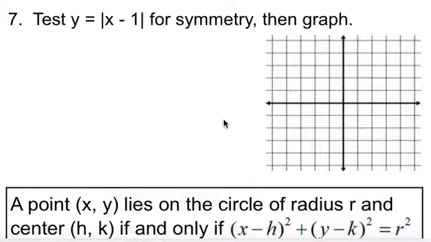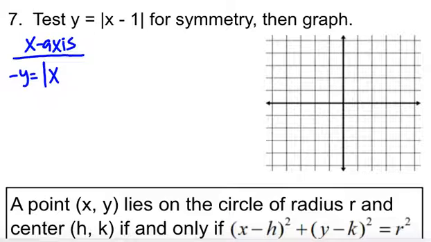Okay, we have one more function to test for symmetry, and then we'll graph it. This is very similar to number 6. So we're going to start by testing for x-axis symmetry. To do this, we have to plug in negative y equals absolute value of x minus 1.